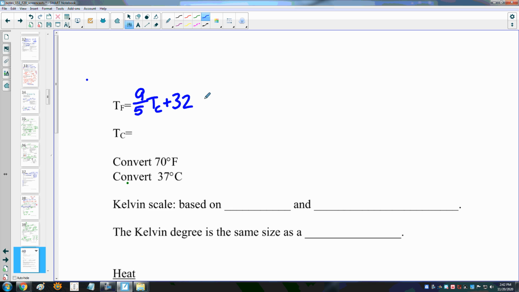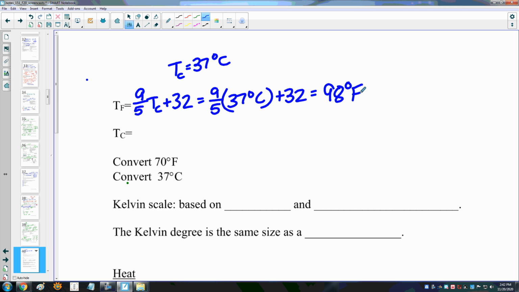So for example, if my TC is equal to 37 degrees Celsius, then that would be 9/5 times 37 degrees Celsius, plus 32, that's equal to 98 degrees Fahrenheit. Some of you might know where I'm headed with this. So that's one of the first temperatures that I want you to know: body temperature for a normal human being is 37 degrees Celsius, or 98 degrees Fahrenheit, but I think you all know that.